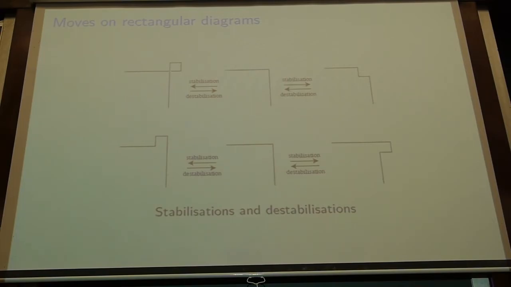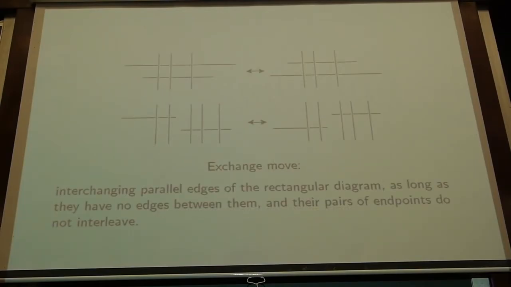There are stabilizations and destabilizations, which are described here. Stabilizations make the diagram more complicated in the sense that they increase the arc index. Destabilizations decrease the arc index. And then there are exchange moves. You're allowed to perform an exchange move if you have two horizontal arcs which are adjacent in the sense that they have no other horizontal arcs with height value between them.